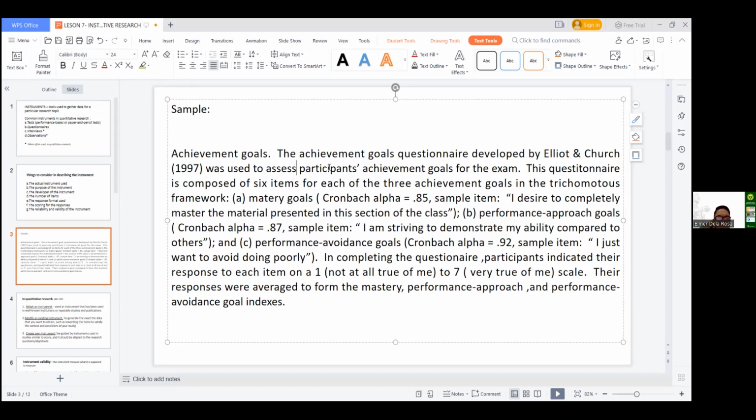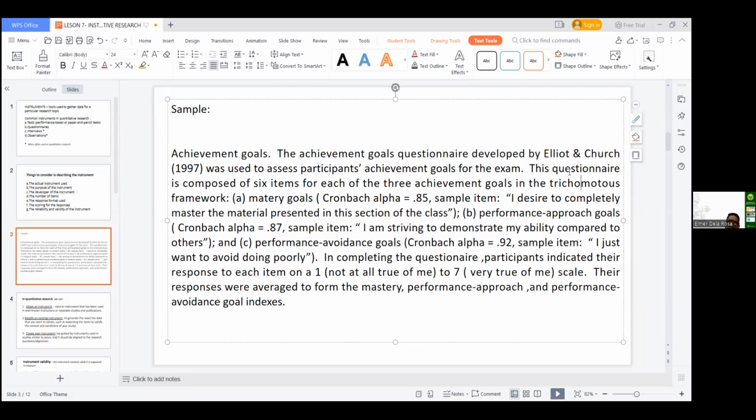But if an instrument has been used many times in different circumstances and it is found to be very valid, you don't need to establish that kasi sasabihin mo lang na this questionnaire has been validated in several studies and etc. etc. Kung sikat na yung instrument, hindi mo na kailangang i-report yung o gawa ng validity because it has been used several times in different contexts and circumstances. Okay? So that's how we write it.